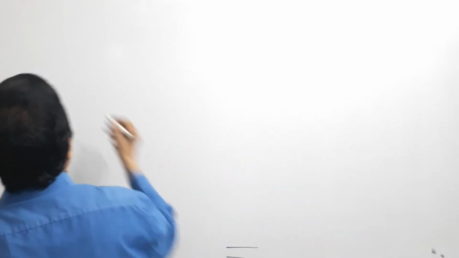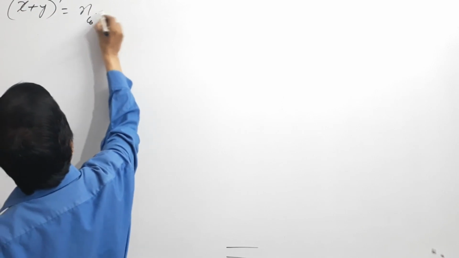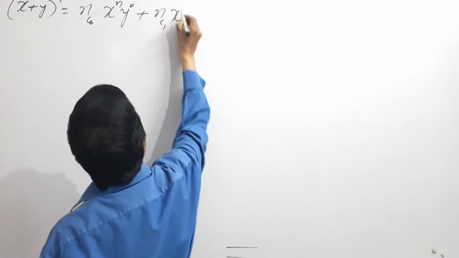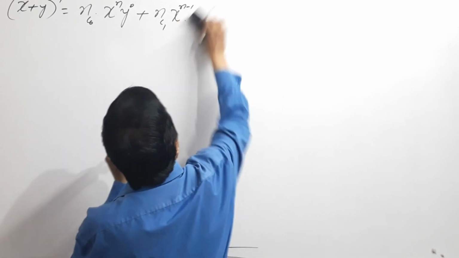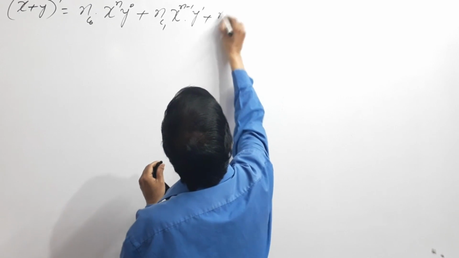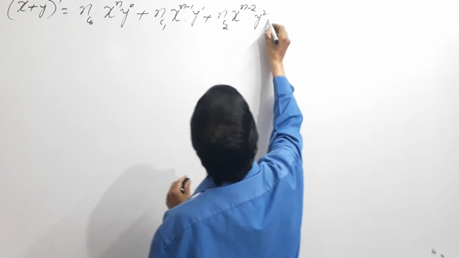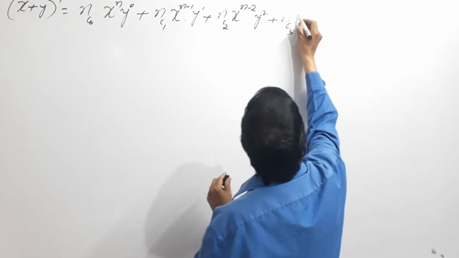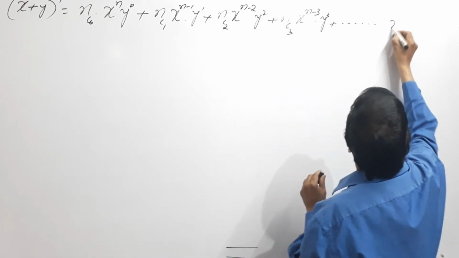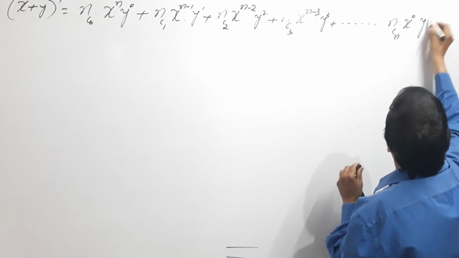So what I do is, first I write the formula, that is x plus y to the power of n equals nC0 x to the power of n y to the power of 0 plus nC1 x to the power of n minus 1 y1 plus nC2 x to the power of n minus 2 y2 plus nC3 x to the power of n minus 3 y3 plus so on, that is nCn x to the power of 0 y to the power of n.